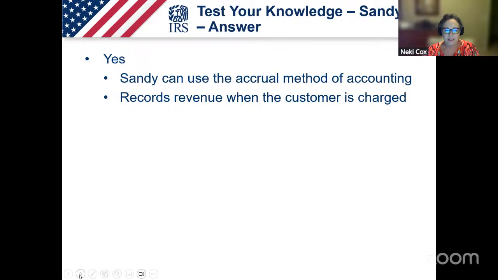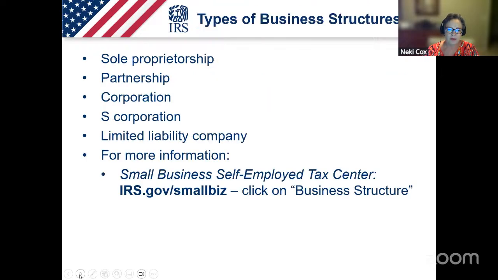Let's move on to types of business structures. Early in the life of your small business, you need to decide on the structure of ownership. There are 5 common types of business organizations: sole proprietorship, partnership, corporation, S corporation, and limited liability company. So I'm going to go over the advantages and disadvantages of each.